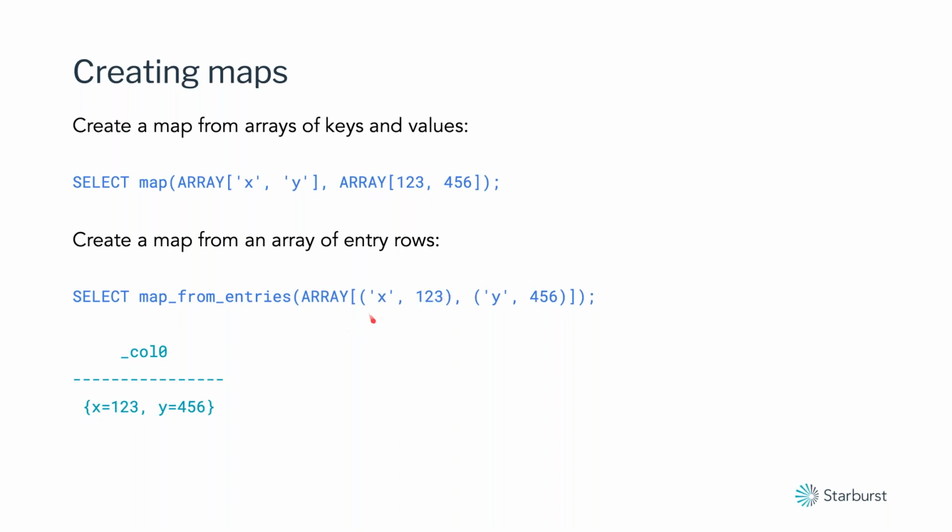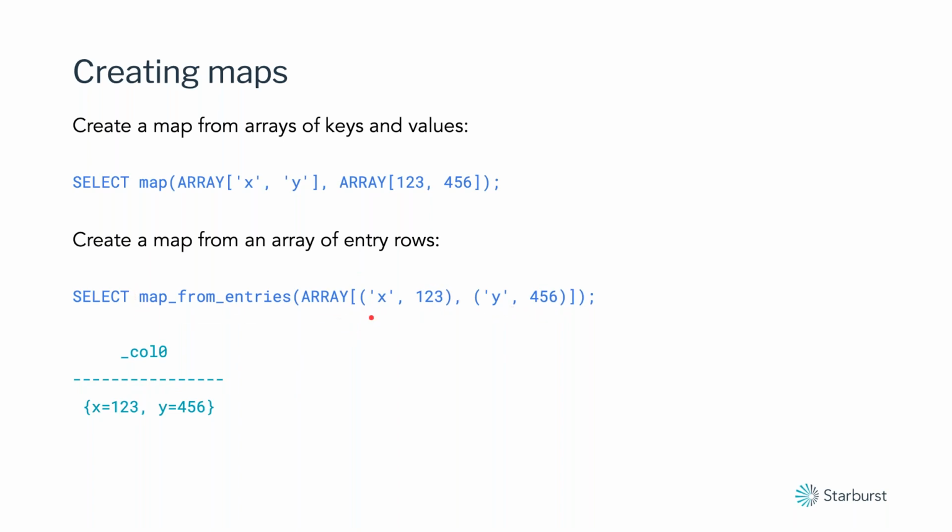So we have a row where the key X goes to the value 123, the key Y goes to the value 456. And it gives us the same output map as this. This can be a little easier to read because we can see that the keys and the values are right next to each other.